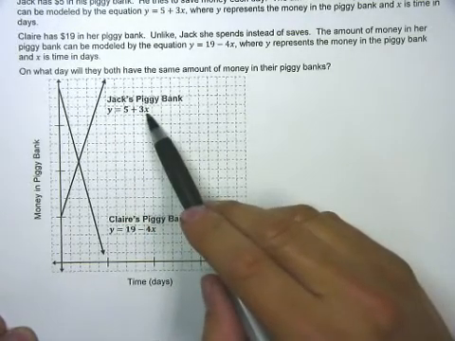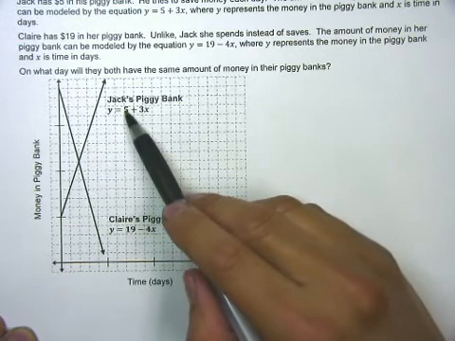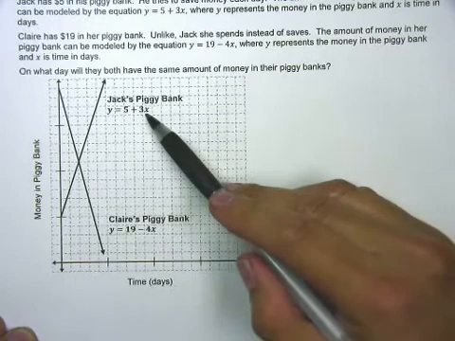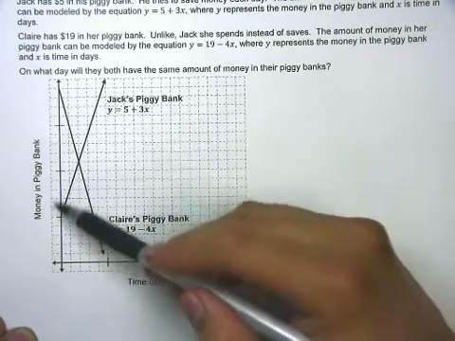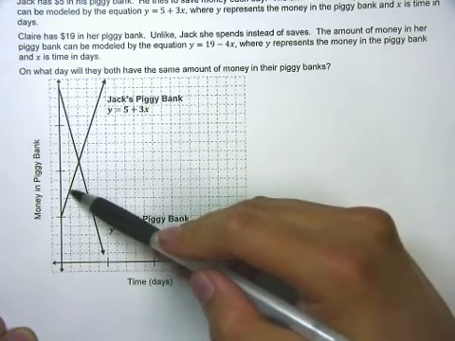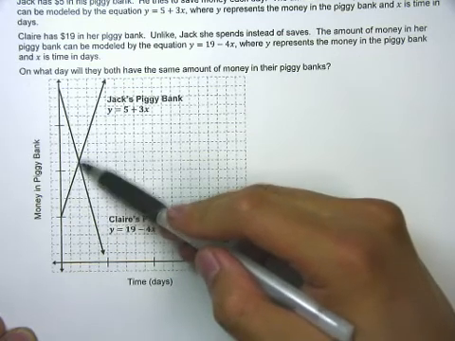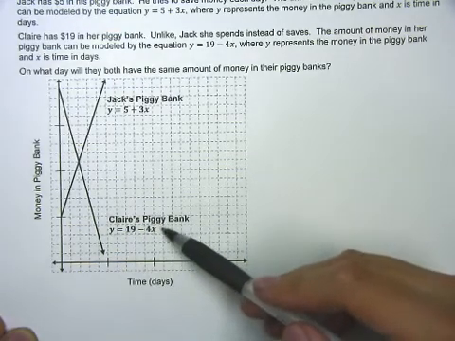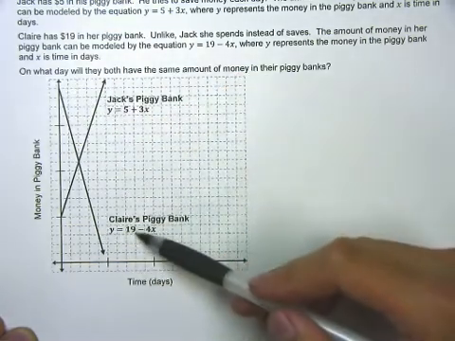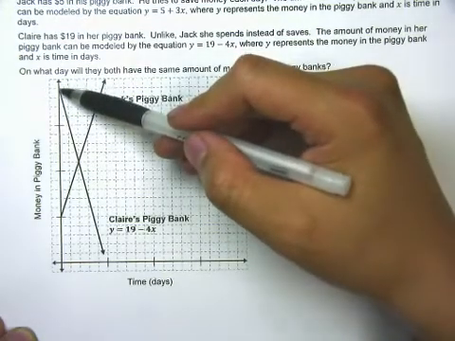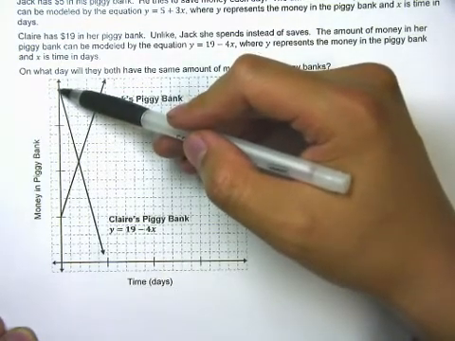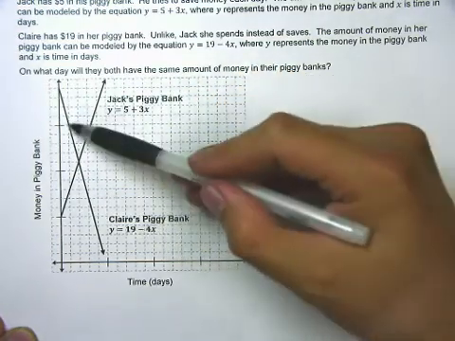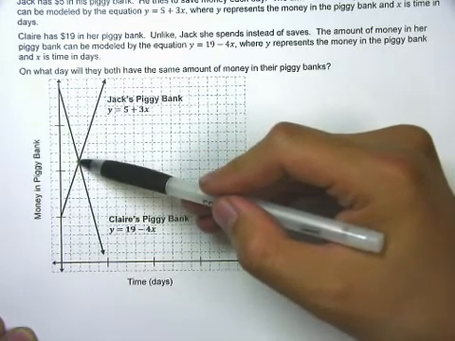Jack's equation was y equals 5 plus 3x, right? And we can see his initial value is 5, so he's starting out at 0, 5. On day 0, he has $5. His rate is 3, or 3 over 1, which means he's going up $3 for every 1 day. Claire's piggy bank equation is y equals 19 minus 4x, and I've graphed that here. Her initial value is $19, so she's starting out on day 0 at $19, and then she's going down $4 every 1 day because her rate is -4, or -4 over 1.